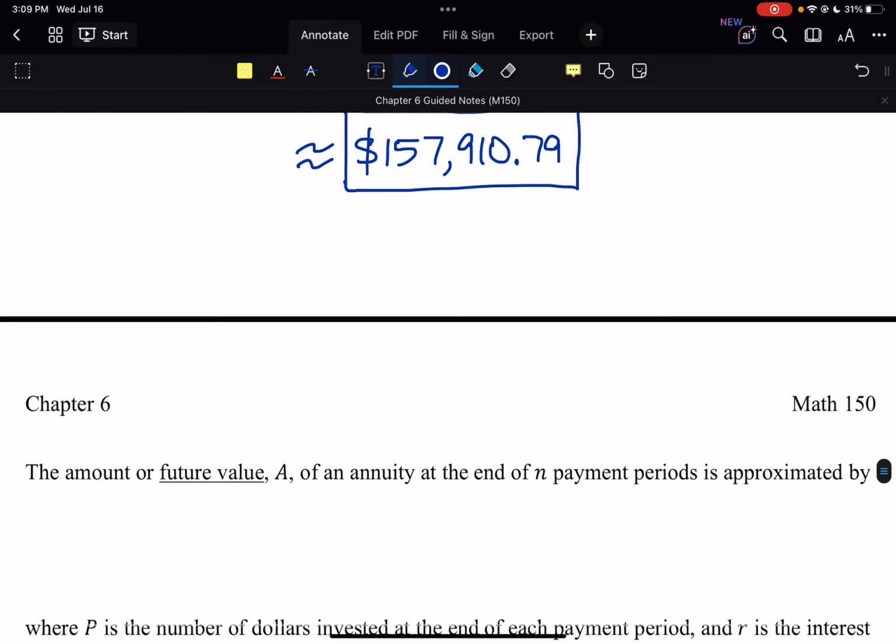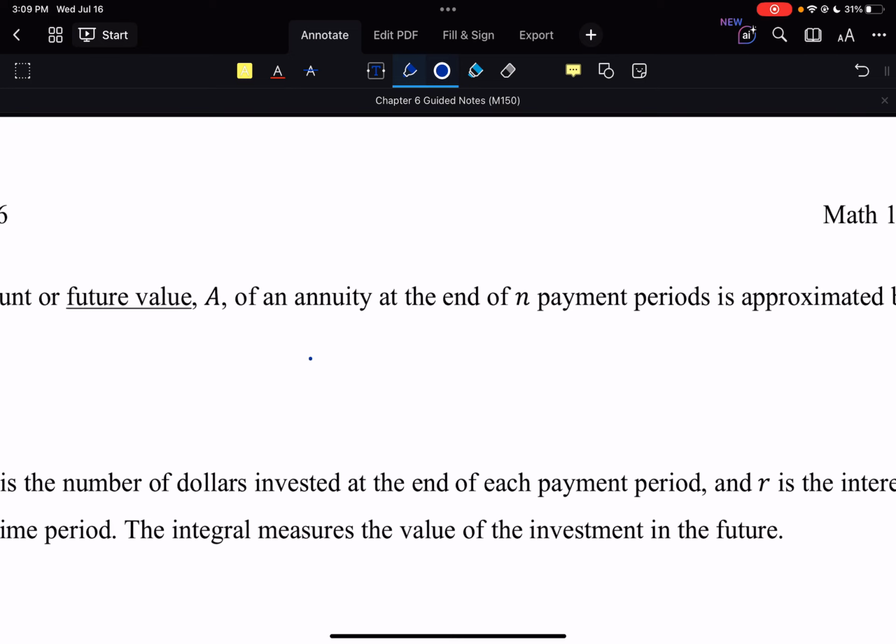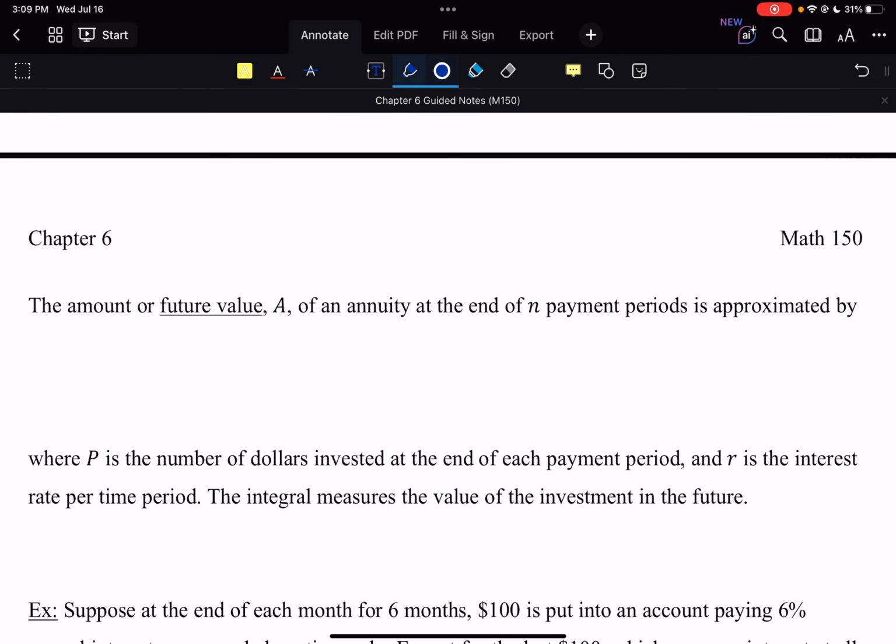The next thing we're going to talk about is the concept of future value. So the amount or future value, A, of an annuity at the end of N payment periods is approximated by the following. So that's the integral from 0 to N of the PERT formula, P e to the RT dt.